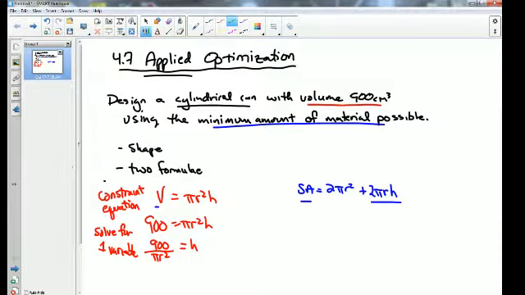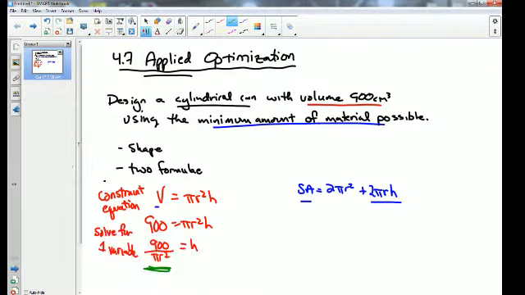Now, we have to use that to get rid of an h. This is our minimization equation, right? Or what we call optimization equation. We're going to actually calculate the derivative. And derivatives aren't very fun when we have more than one variable, right? So we're going to get rid of the h, right?